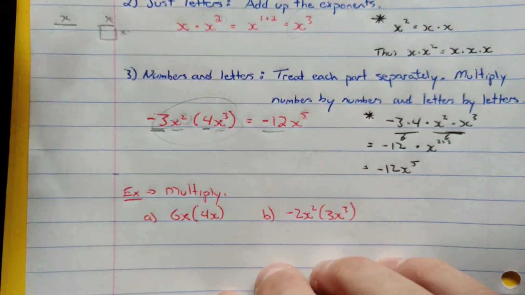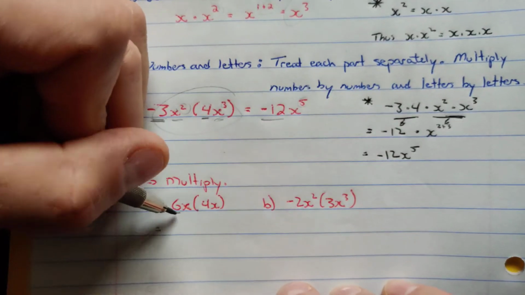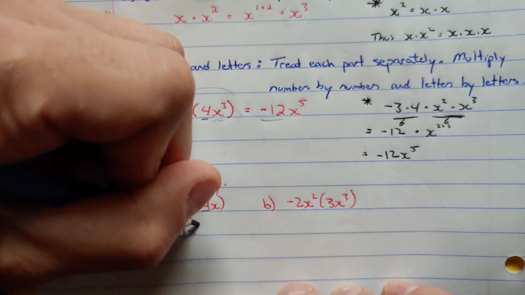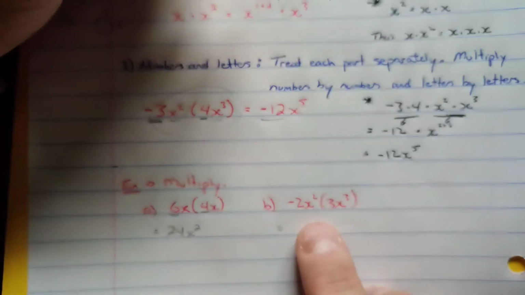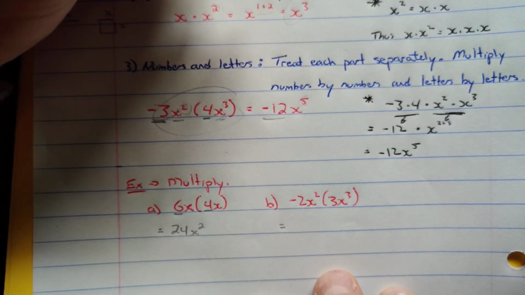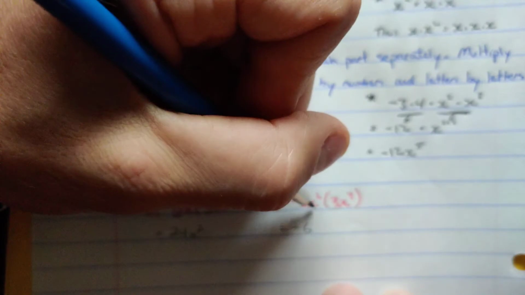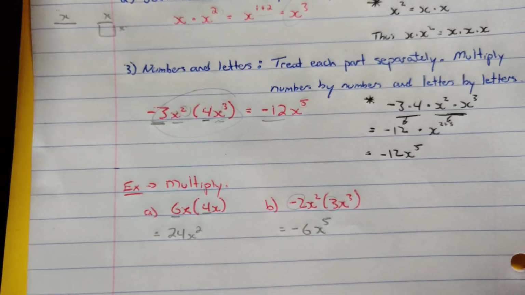So some examples we'll do here. 6x times 4x. Multiply the numbers. 6 and 4 get us 24. x times x, that's x squared. 2 x's multiplied together. 2x squared times 3x to the 3, or 3x cubed. Well, negative 2 and positive 3, that multiplies to negative 6. We have x times x, and then x times x times x. So 2 x's multiplied, 3 x's multiplied. That's a total of 5 x's multiplied together, or x to the power of 5.